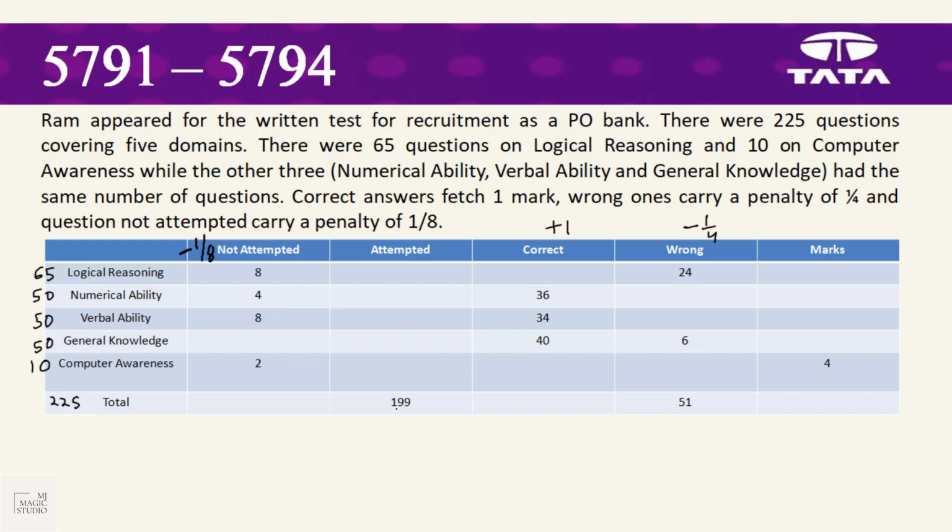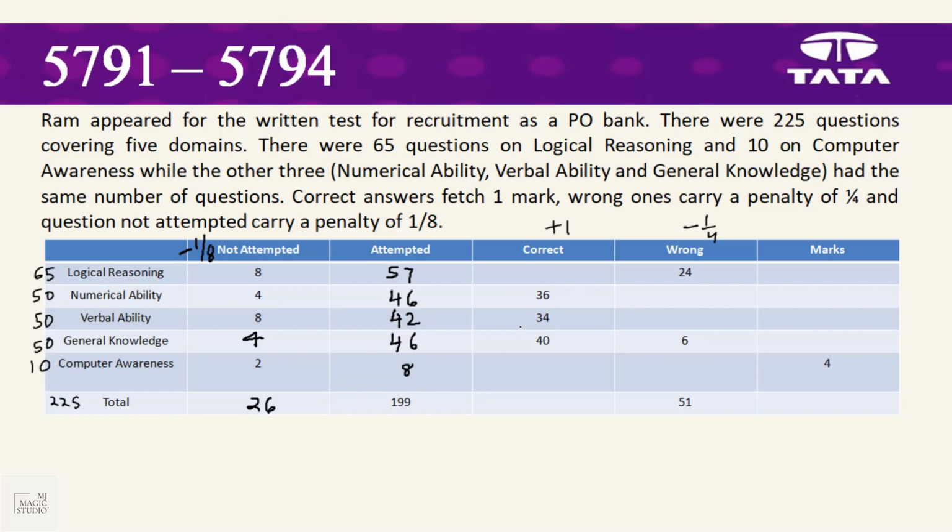Total 225, attempted 199. That means non-attempted are 26. 26, this is 12 and 10, 22. So for general knowledge, non-attempted are 4. Now we can find the number of attempts. 65 minus 8, 57, 50 minus 4, 46, minus 8 will give 42, minus 4, 46, minus 2 is 8, and this total will be 199.